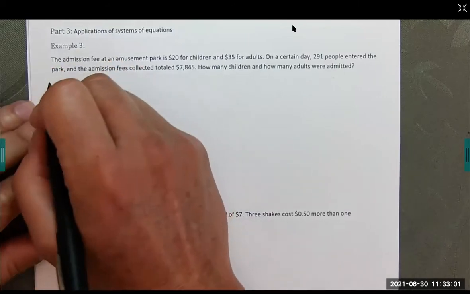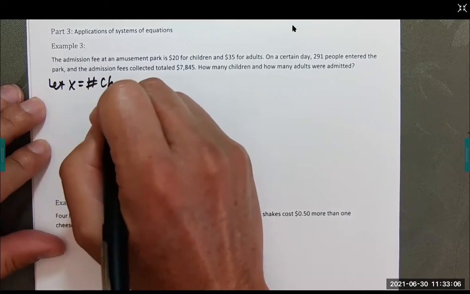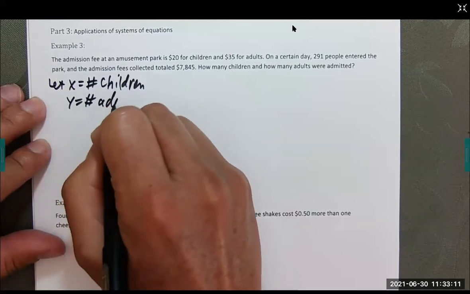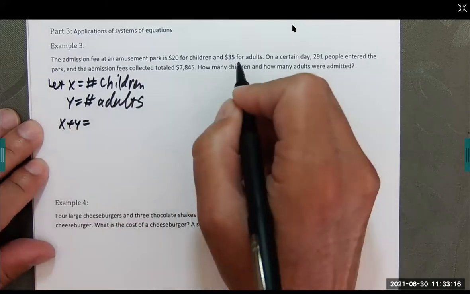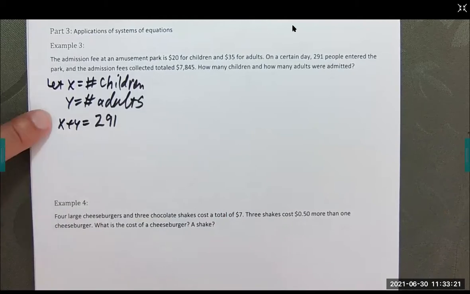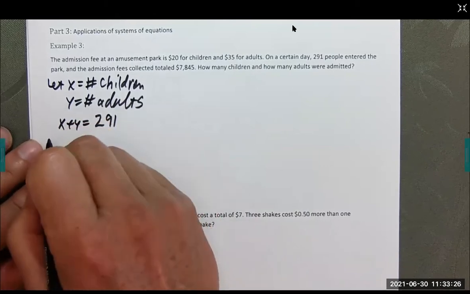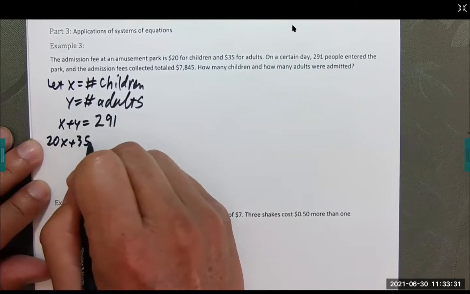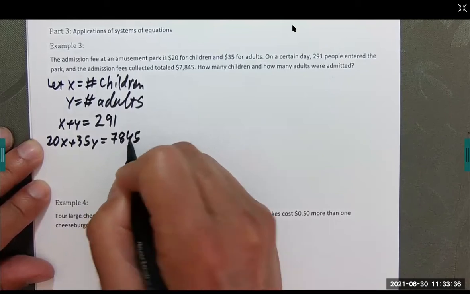Let's start here. Let x equal the number of children, y equal the number of adults. And we know that x plus y equals a total of 291 people. So this has to do with people. The next equation is going to have to do with money. So it's going to be $20 times the number of children plus $35 times the number of adults, totaling $7,845.